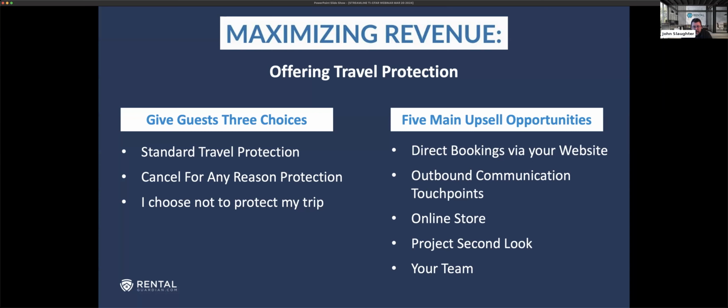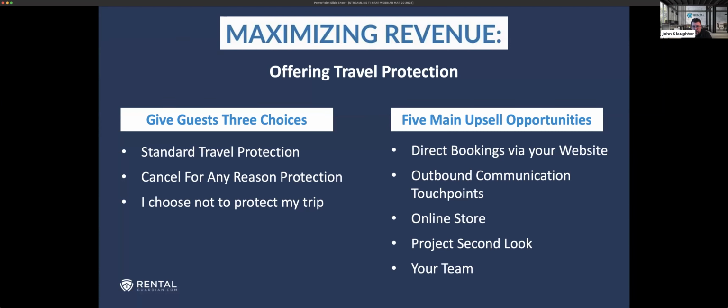And then the main areas where you can actually enhance the ability to sell these products, or as I say, upsell, are a few different areas. First and foremost, via direct bookings via your website. We're going to look at that in the next few slides and show you how that works and what you can do to enhance that even more. Also, outbound communication touch points. Your streamlined system is a powerful CRM and email marketing tool.